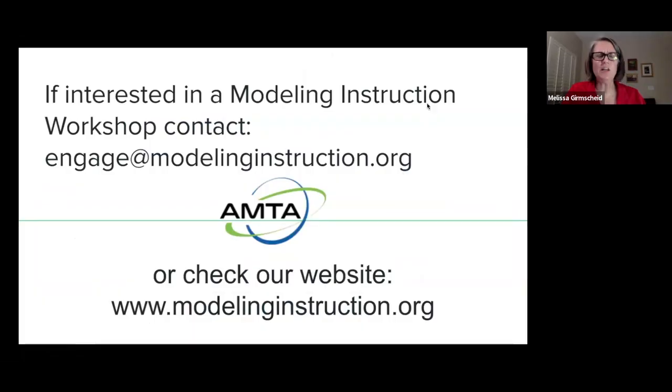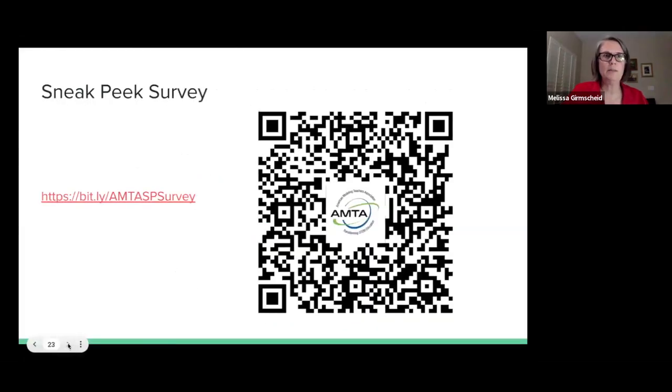If you are interested in a modeling instruction workshop, please contact us at engage@modelinginstruction.org. On the modeling instruction website, if you go to professional development, which may be how you got to this, there is information already cycling about summer 2025 as well. You can look at our professional development and see workshops by discipline or area. And those distance learning courses will be on there as well. If you go to distance learning courses for the spring, you will see the one that Jess and I are leading. And I do encourage you to fill out that sneak peek survey.